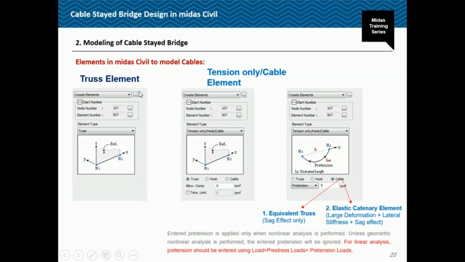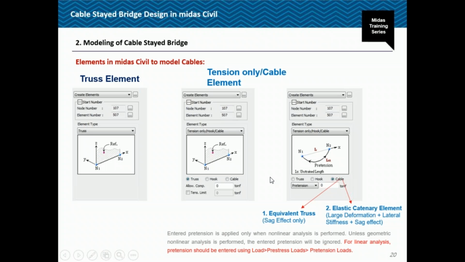First is the truss element. This is a regular truss element which takes compression as well as tension. And we also have a dedicated cable element which is called the tension only cable element. So here you have the tension only element that you can select from this option, where it is subdivided into three options, which is truss. So this is similar to a truss which only takes tension.